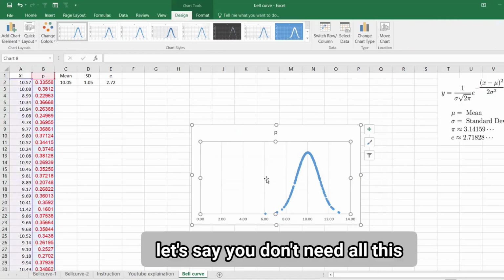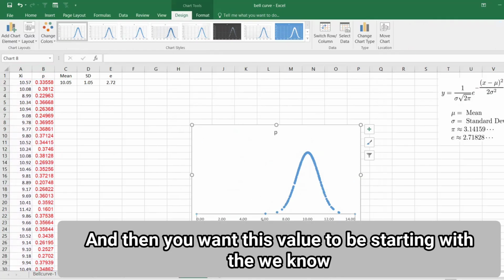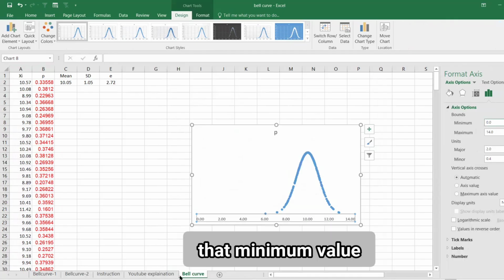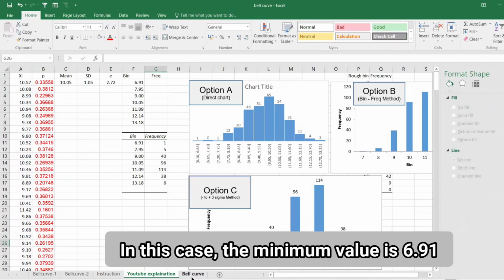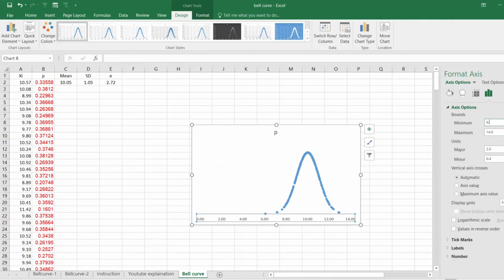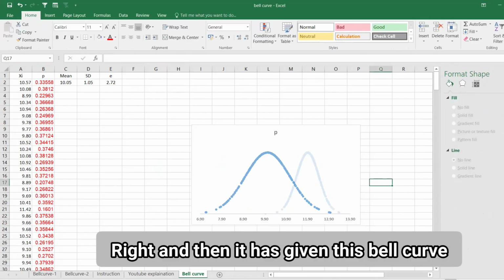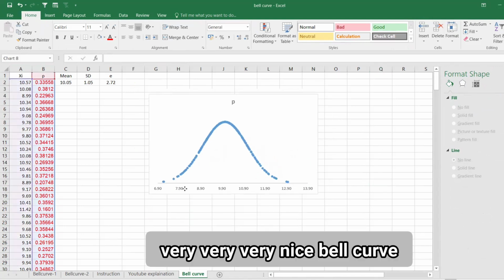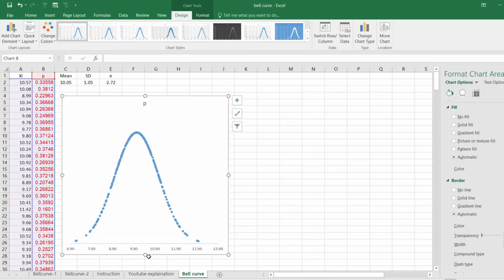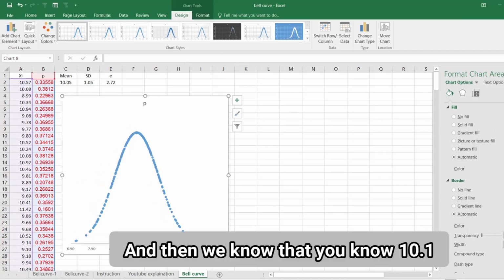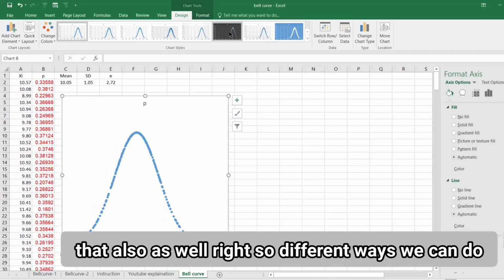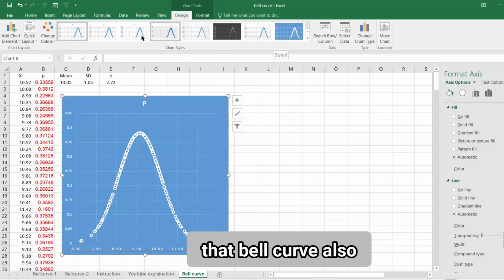And in the bell curve, for example, let's say you don't need all this, and you want this value to be starting with the minimum value that we know. In this case, the minimum value is 6.91. Let's say we start with 7, or 6.9, right? And then it has given this very nice bell curve. You can see here, right? And then we know 10.1, and if you want to add a different value, we can adjust that as well. So we can do the bell curve in different ways.